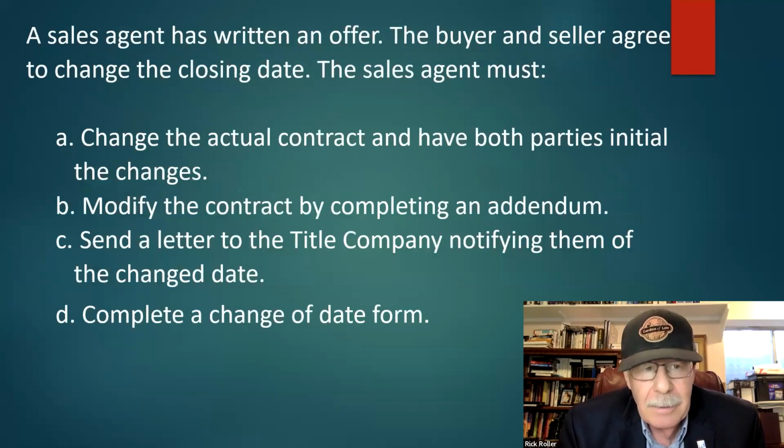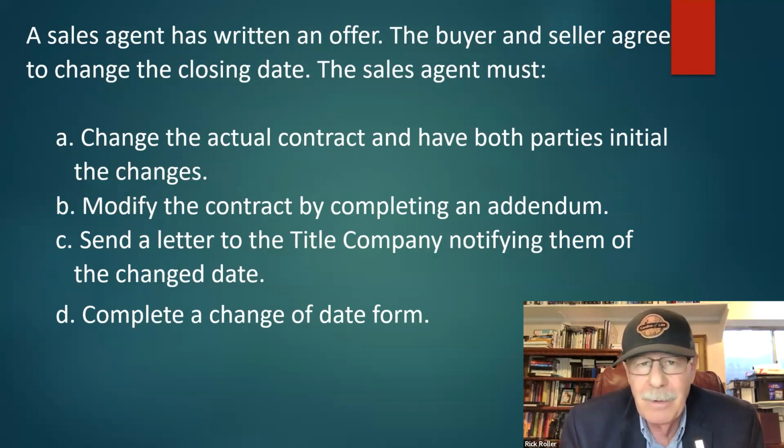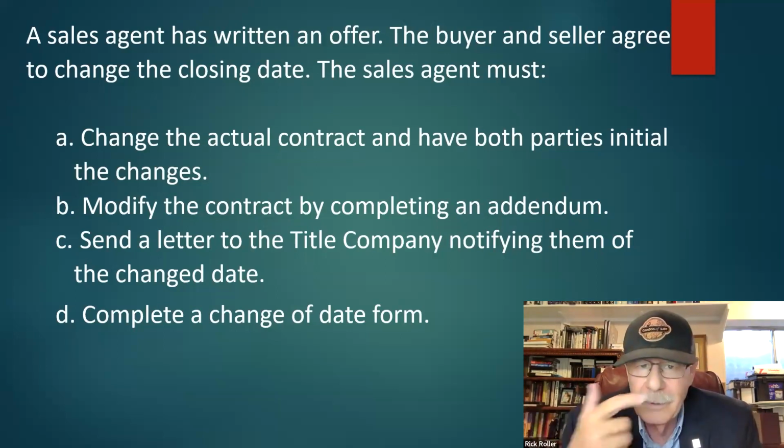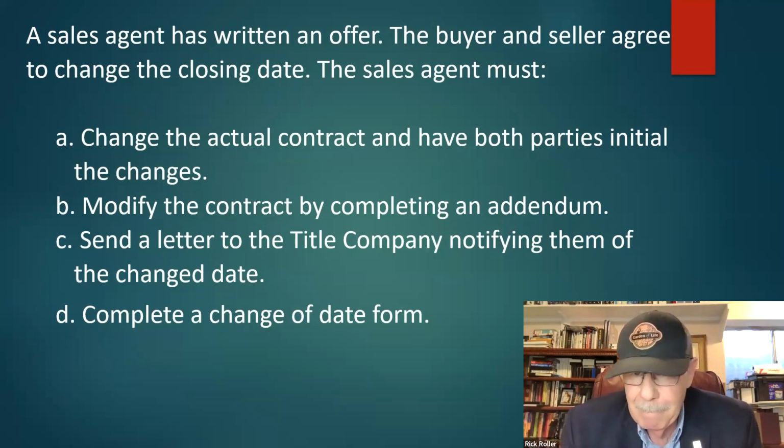Okay, now we're looking at a sales agent's written offer. This is great. You got to write offers, a lot of them. The buyer and the seller agree to change the closing date. So what do we have to do to change the closing date? Look at A, change the actual contract, have them initial the changes. B, modify the contract by completing an addendum.